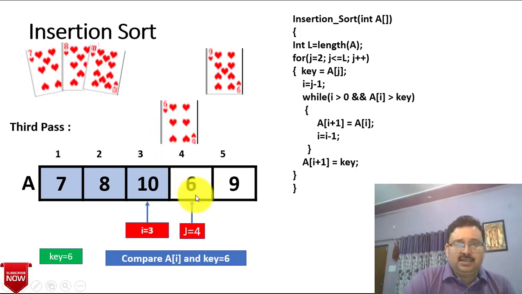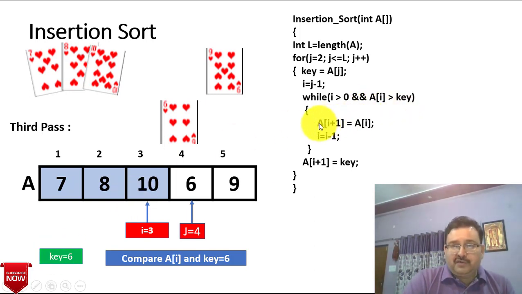Now j is 4. That is first pass, second pass, third pass. Clear? So j is 4. Key value is aj, that is 6. I is j minus 1, 4 minus 1, that is 3. Now 3 is greater than 0. Yes. And a3 is 10, which is greater than key, that is 6.